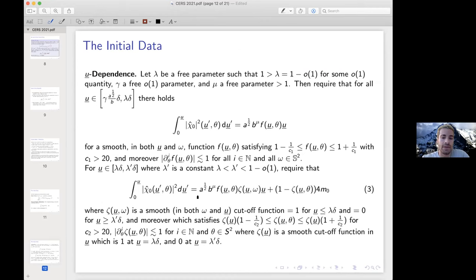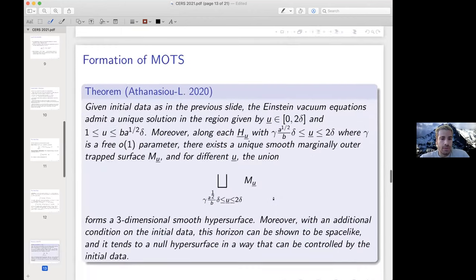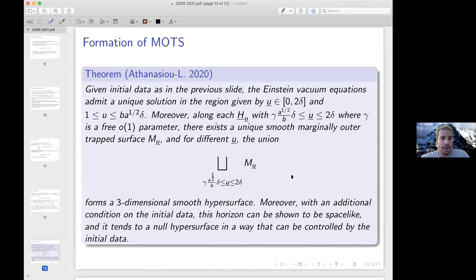In particular, you have to interpolate between a linear dependence in u bar of the integral of the shear and a constant value. And this is what this condition is doing. And that comes from An's work. I mean, it's not in An's work, but in order to build an apparent horizon, in order to have marginally outer trapped surfaces as opposed to trapped regions, as opposed to a single trapped surface, you need to control the data a lot more. So this is the first theorem.